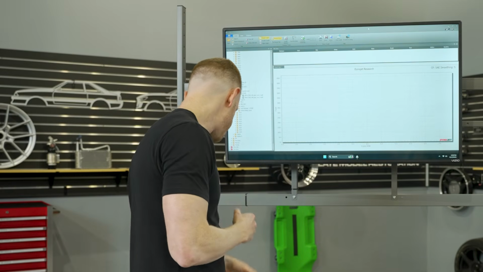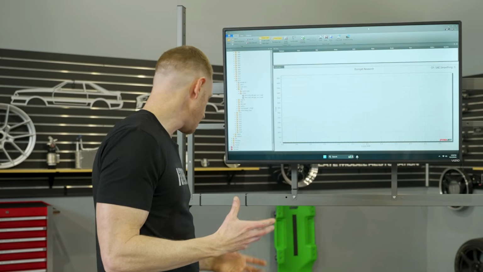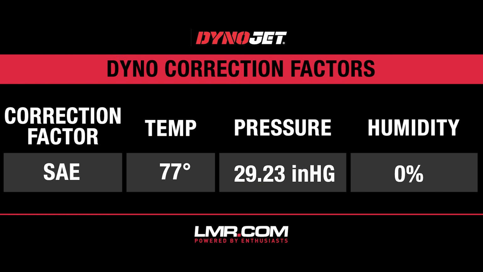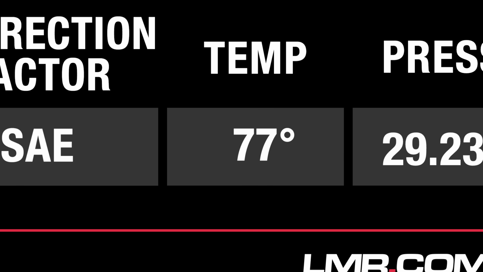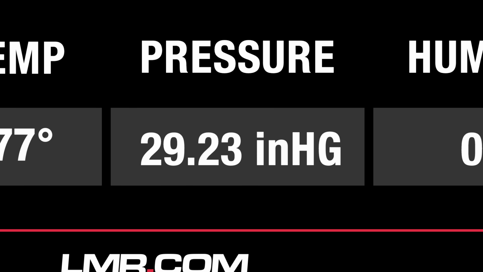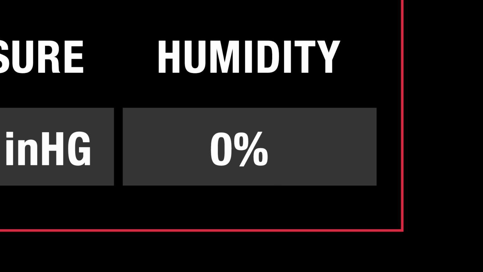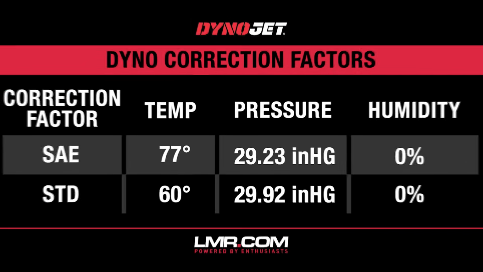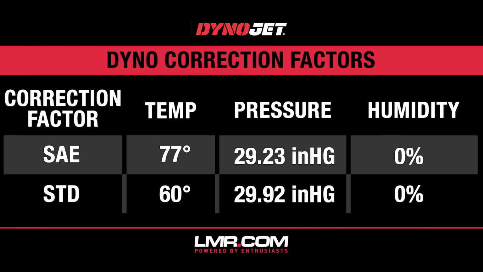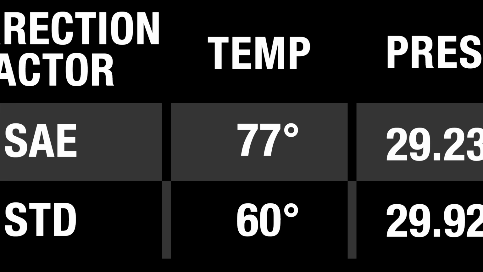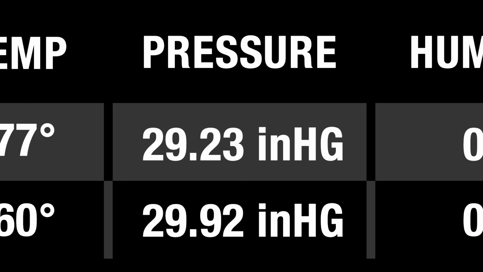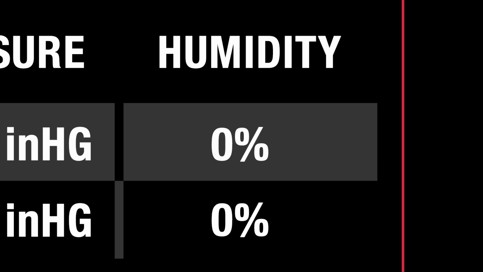With SAE, I wrote this down so I didn't forget, but the way the SAE correction works is it accounts for an ambient temperature of 77 degrees, 29.23 inches of mercury, that's your barometric pressure, and then 0% relative humidity. All right, so STD or J607 takes into consideration in its calculation an ambient temperature of 60 degrees, 29.92 inches of mercury, and then 0% relative humidity.